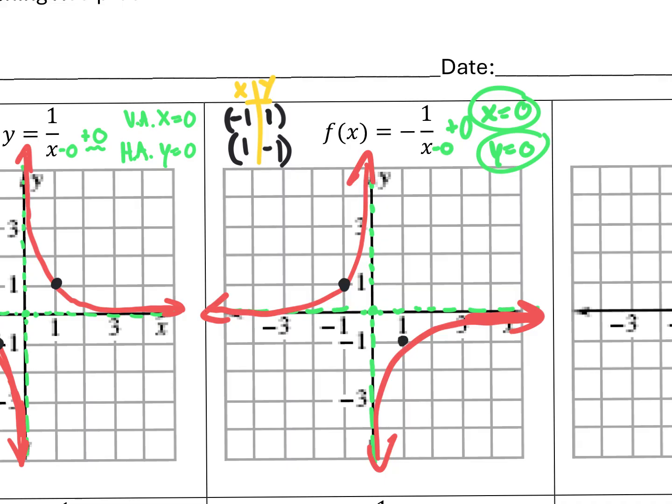Now, I guess my sketch wasn't perfect because it should be going through that point right there. So that's a little bit nicer, making it go through that point. That's if you want precise points.